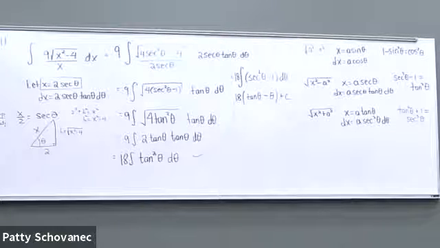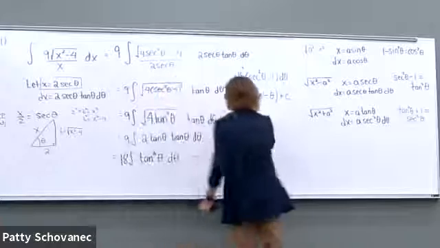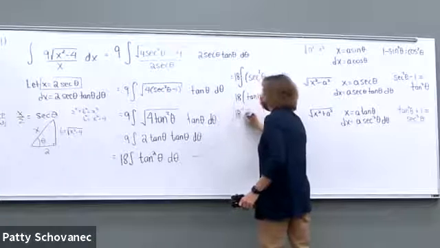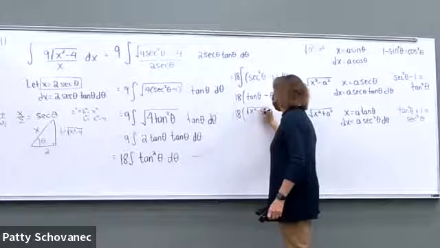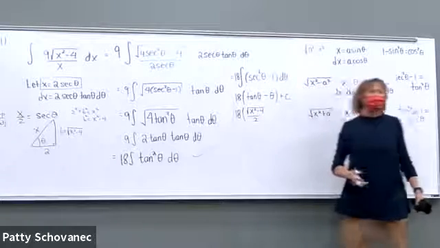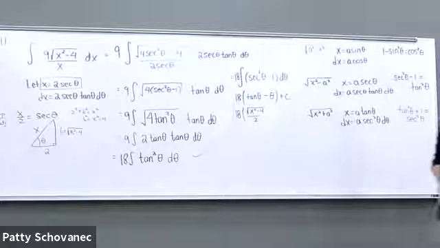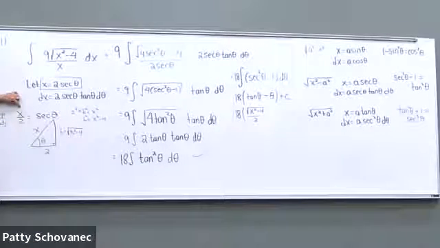And now we want the tangent of that angle. So the tangent is opposite over adjacent. Opposite is the square root of x squared minus 4 over 2. Then you want theta. You can go from here and say theta is the inverse secant of x over 2. Or you can use the triangle and use whatever trig function you want.